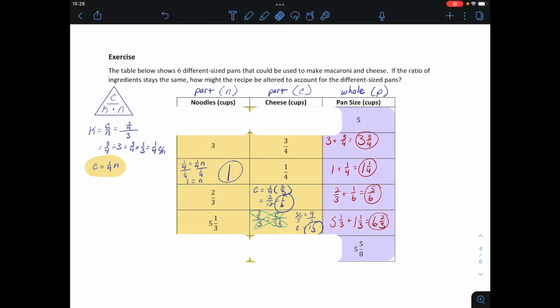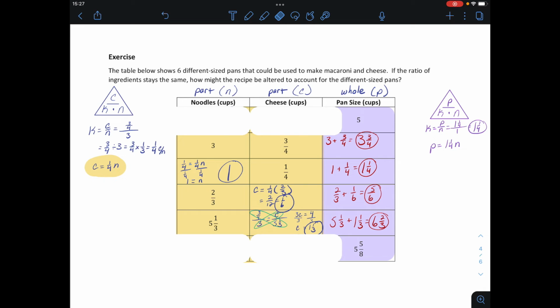In order to solve for this, we're going to need a new unit rate. And that unit rate is going to have to be made by looking at 2 of our columns. So this time, instead of using C and N as our Y and X, we're going to have to pick P for pan size to be one of those values. And then we'll have to choose to either just work with the noodles or just work with the cups. Then we can solve between those 2 columns, ignoring the third for this unit rate. I chose to use my whole pan, P, as my Y value, and my noodles as my N.